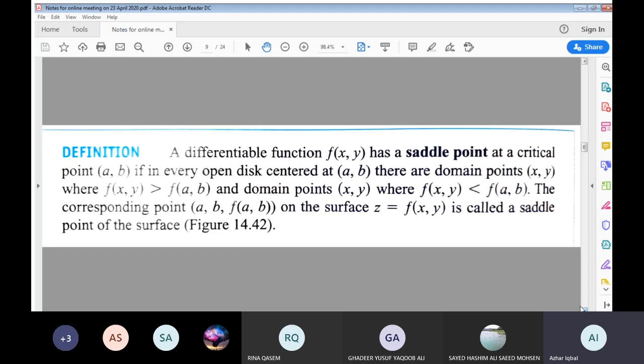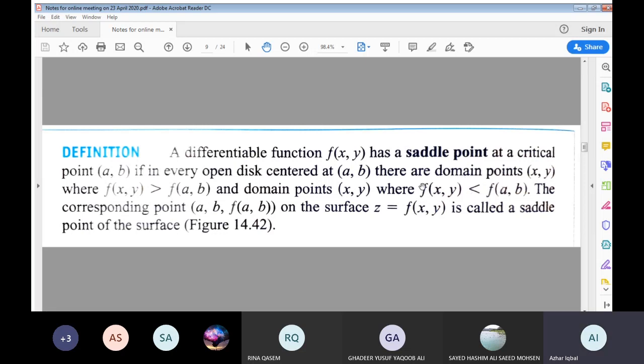Now there is another definition which is discussed. It says that a differentiable function of two variables f of x, y has a saddle point, which is another type of point, at a critical point (a, b) if in every open disk centered at (a, b) there are domain points (x, y) where the value of the function at (x, y) remains greater than the value of the function at (a, b), and domain points (x, y) where the value of the function at (x, y) remains less than the value of the function at (a, b).